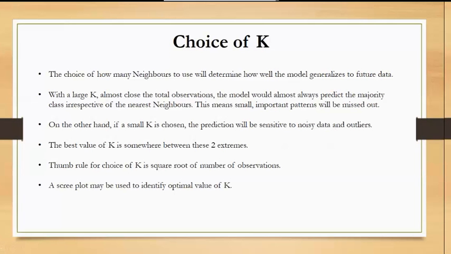A thumb rule to choose K: take K such that K is equal to the square root of the number of observations. A scree plot may also be used to identify the optimal value of K.